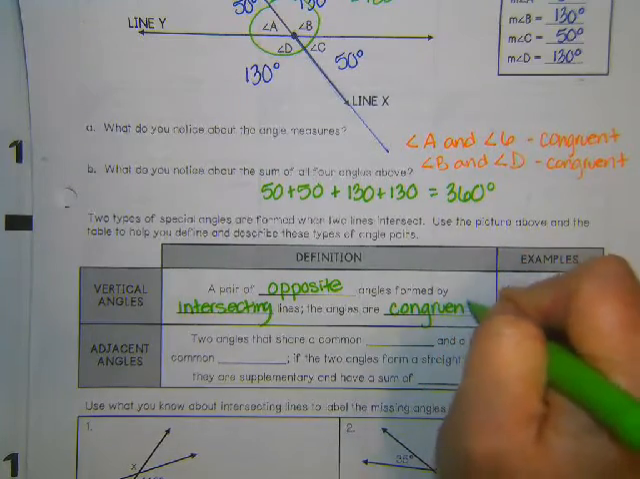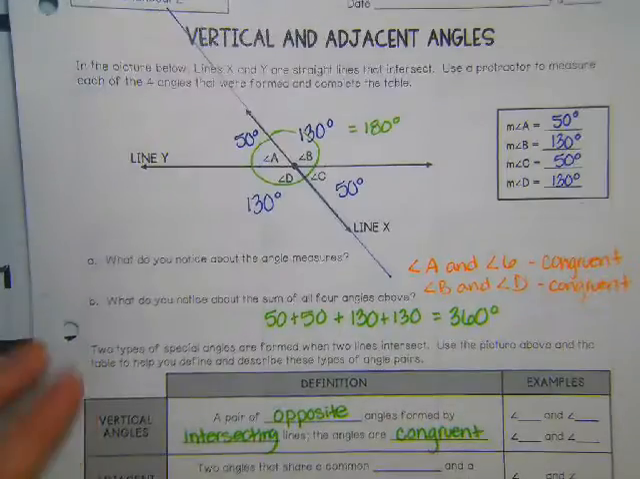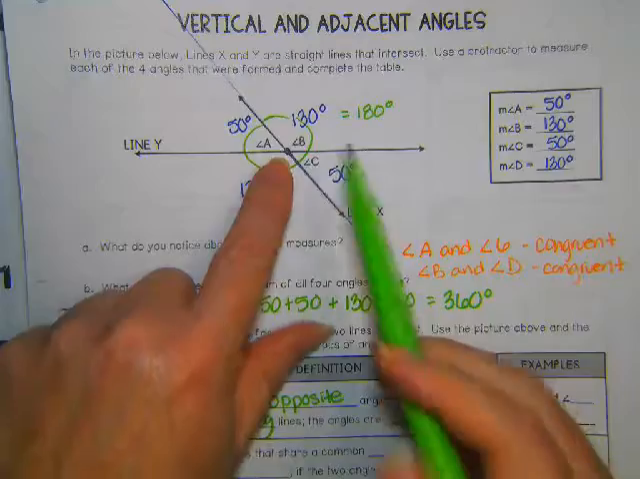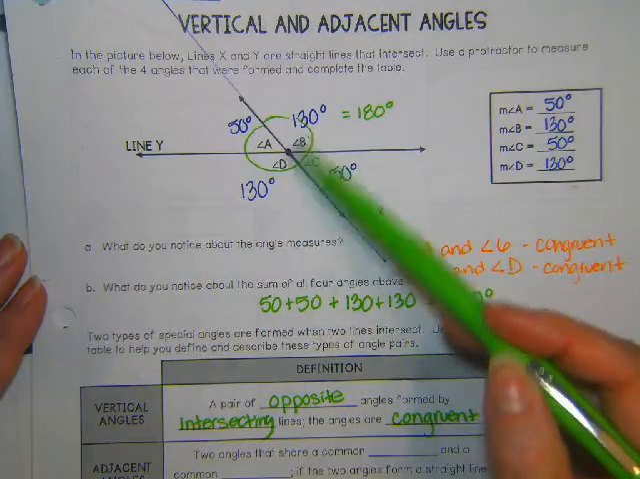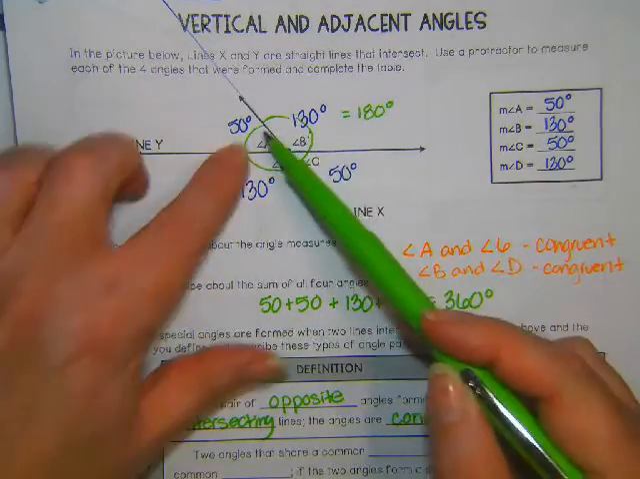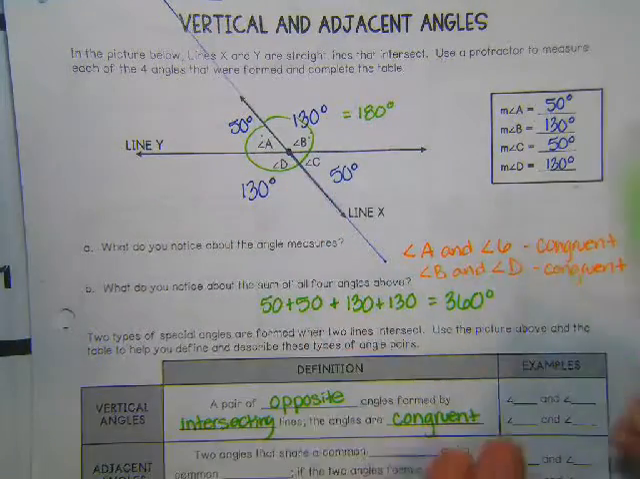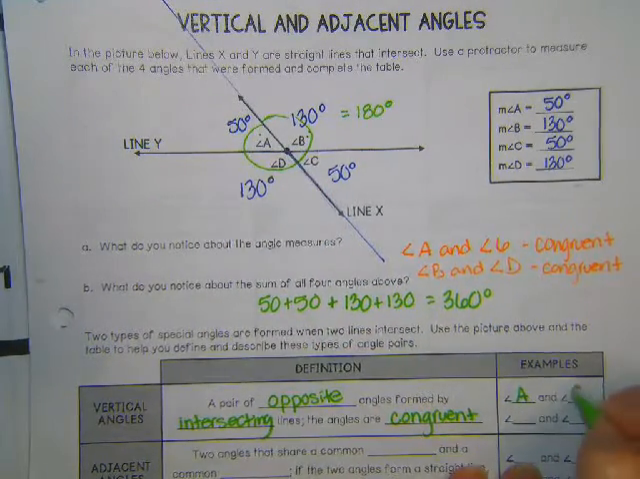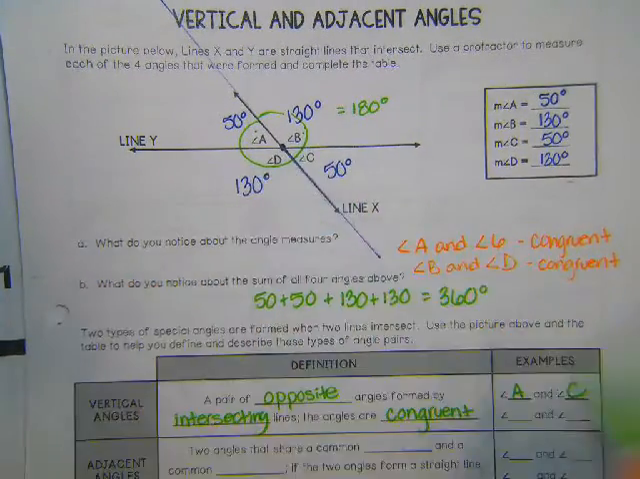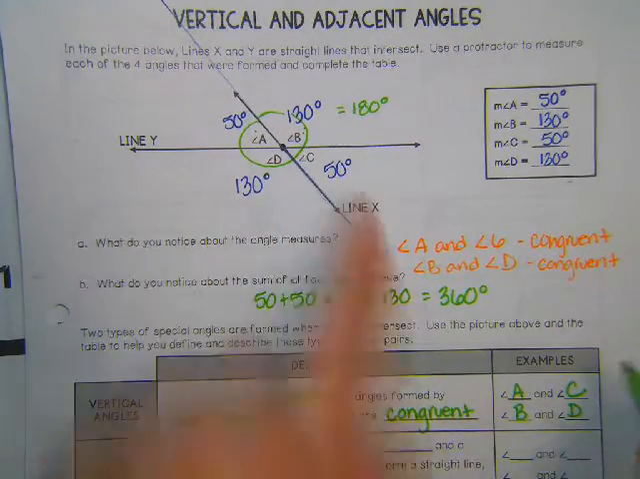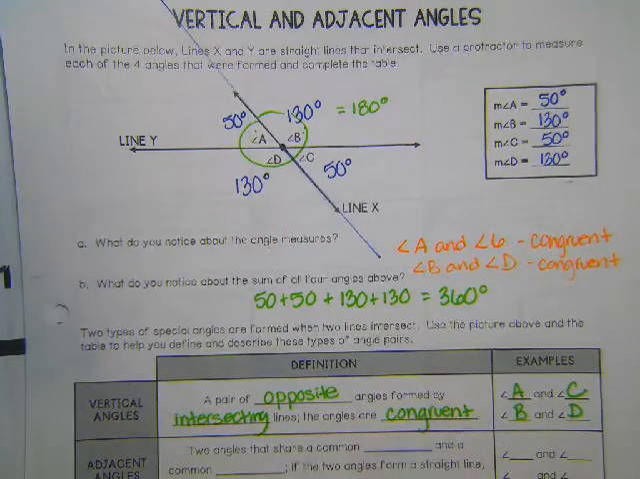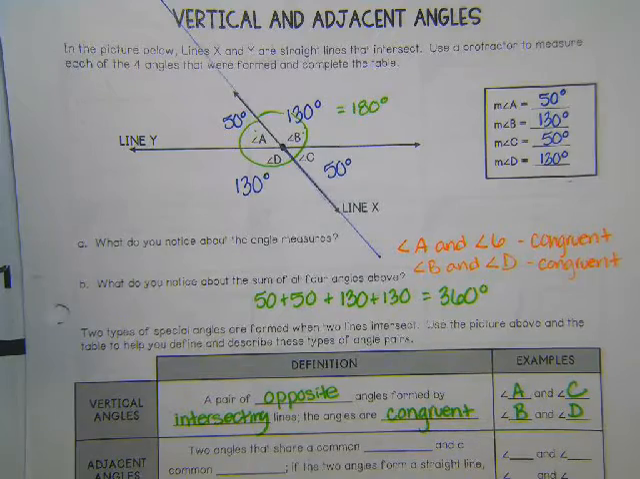Alright, so that means, looking at this picture, we have our two intersecting lines right here. The ones that are opposite one another, so in this case, angle A and angle C, or angle B and angle D, they would be opposite angles and they will always be congruent, meaning they're always going to measure the exact same thing.